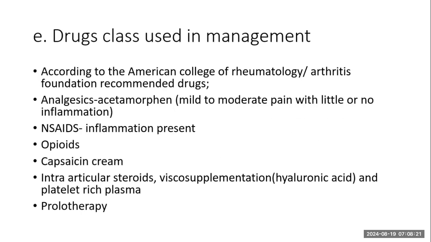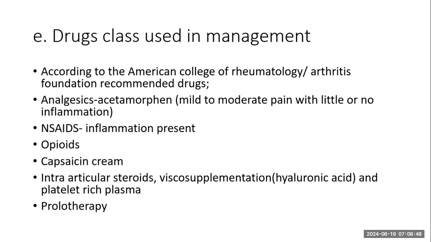Okay, so what are the classes of drugs used in management? According to the American College of Rheumatology and the Arthritis Foundation, recommended drugs include the analgesic acetaminophen, which is usually used when there is just mild to moderate pain with little or no inflammation. Then NSAIDs can be used, especially when inflammation is present. Opioids. So the drugs are given in a gradual manner, depending on the pain the patient presents with.